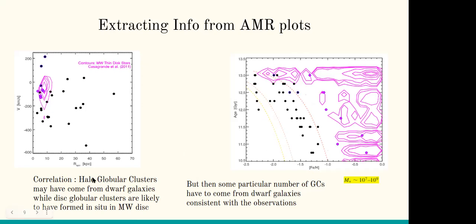From here, they conclude that the halo globular clusters might have come from the dwarf galaxies, whereas there is a strong overlap between the disk globular clusters and the Milky Way disk, where they are most likely to have formed in situ. But to confirm this idea about the halo globular clusters, a definite number of globular clusters consistent with those found in the metal-poor region have to come from the dwarf galaxies, and this has to be consistent with the observations.